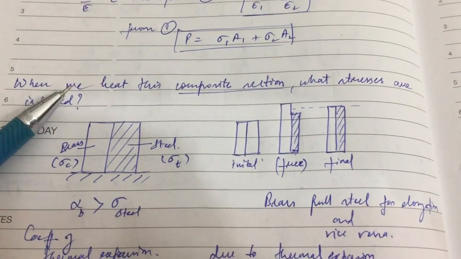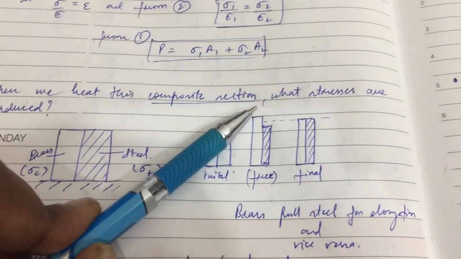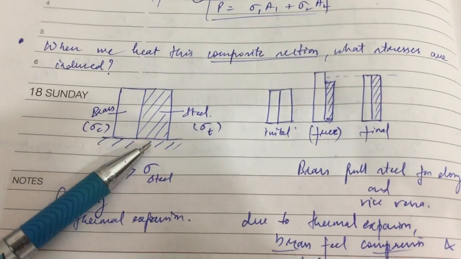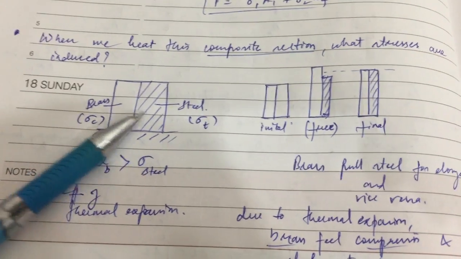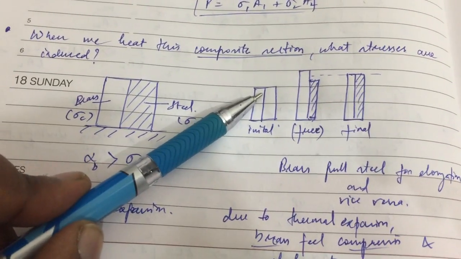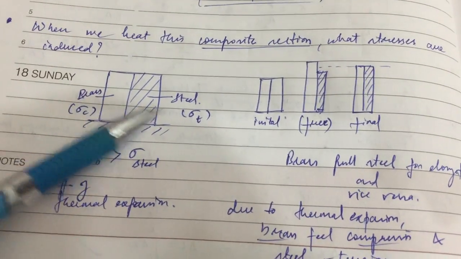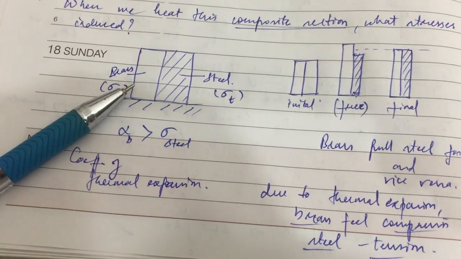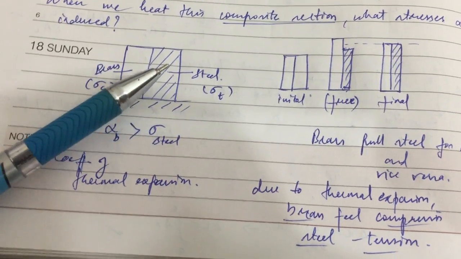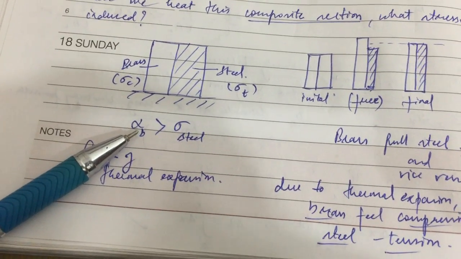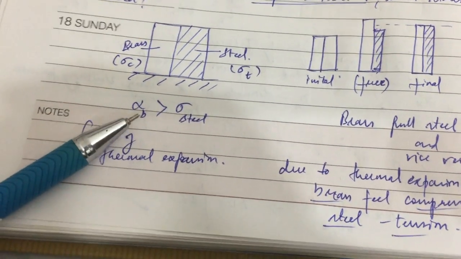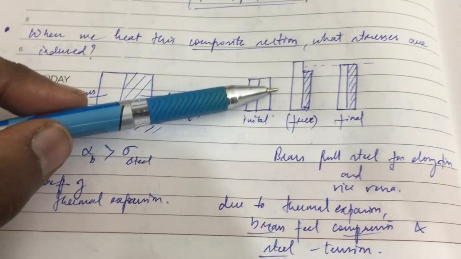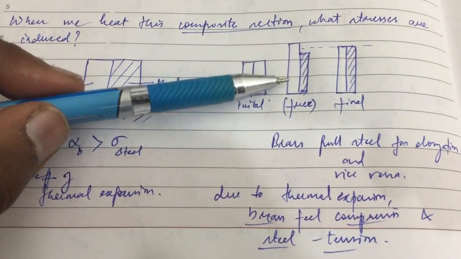So the other question is, when we heat this composite section, what stresses are induced? So we have such a combination of a composite section, and if we heat these two materials, initially this is the state. When there is no bonding here and they are free to move, free to elongate, you will see that on the left side the brass material is there, on the right side the steel material is there. As you know, the thermal coefficient of the brass is higher than the steel. That means the brass will expand much further than the steel. So if you allow it to elongate freely, then the brass will elongate far more than the steel.